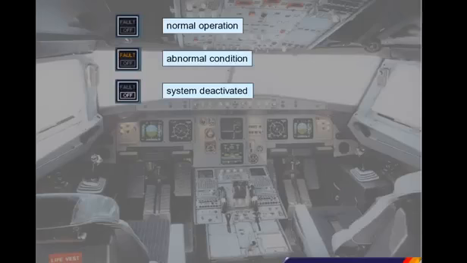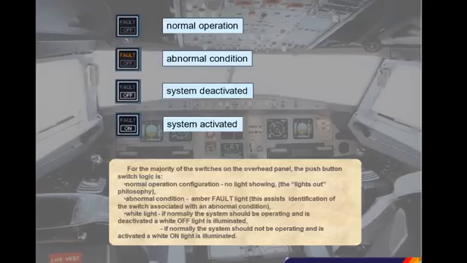White light. If normally the system should be operating and is deactivated, a white off light is illuminated. If normally the system should not be operating and is activated, a white on light is illuminated.